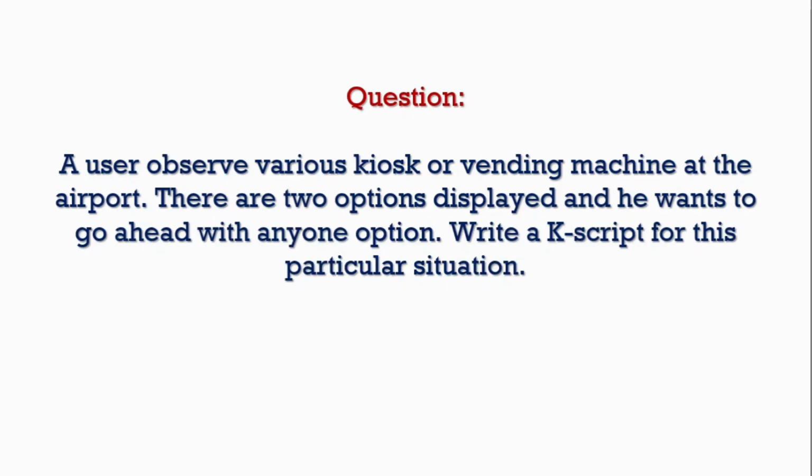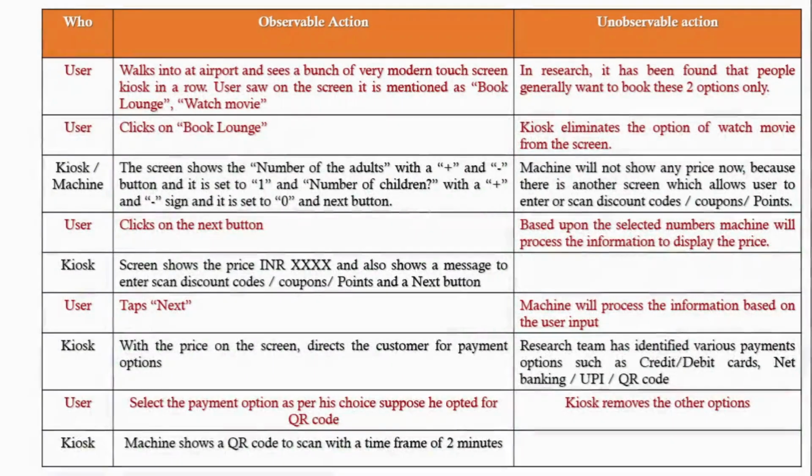So the question is very simple: any user is going to visit the airport, right? And he is watching that there are different types of vending machines. On the vending machine there are two options displayed, and he has to select one as per his choice, and accordingly he has to create a K script, right? So now we are going to see a complete K script written. Okay, so we are going to see the sequence one by one.